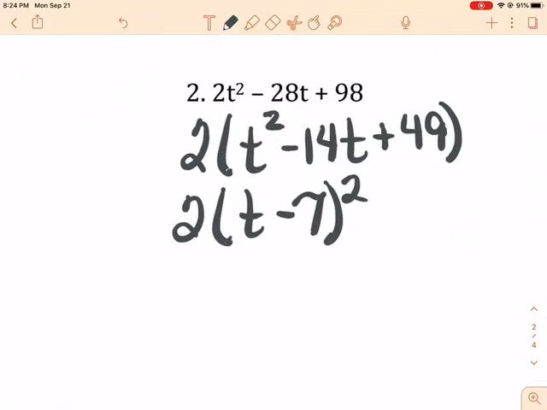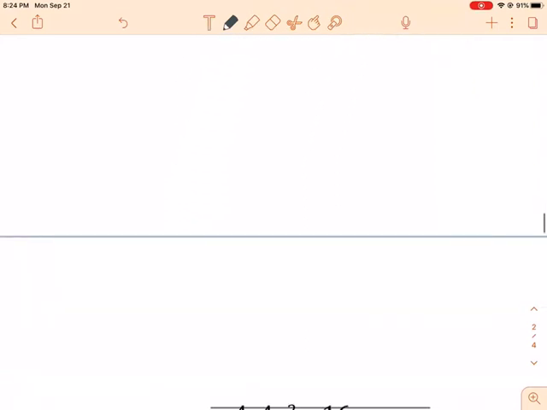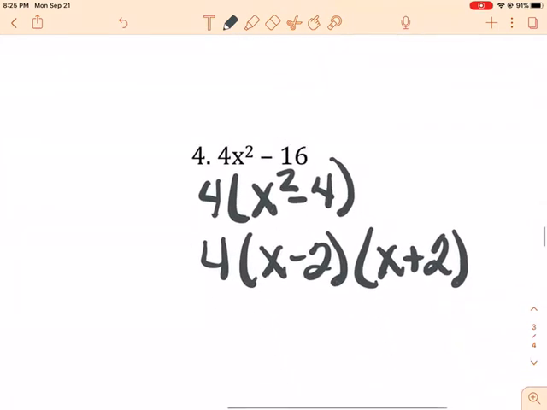All right, so here we'd have to take out a GCF of 2, and then it becomes a perfect square trinomial of t minus 7 quantity squared. Here we took out a greatest common factor of 4. Even though 4 and 16 are both perfect squares, we always want to look for that GCF first. We get x squared minus 4, which makes it x minus 2, x plus 2.